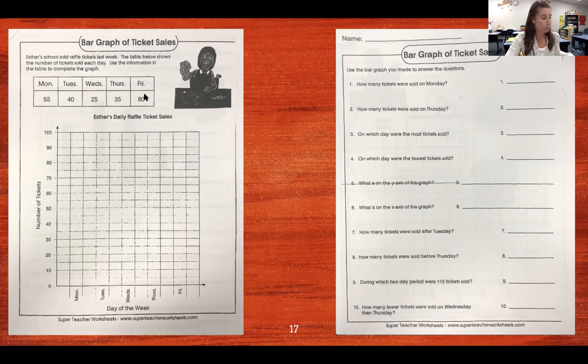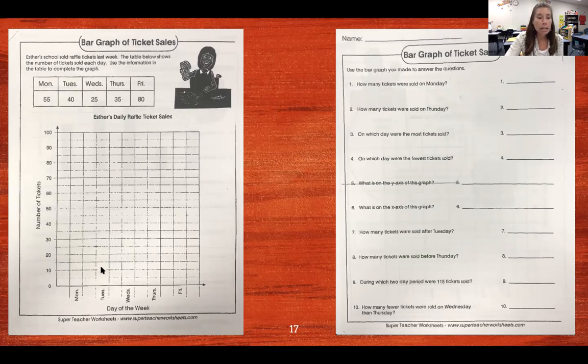Okay, so now you are going to take your handy dandy ruler and your pencil, and you're going to finish this graph. Now, they did a lot for you already. They have the title of the graph, which is Esther's Daily Raffle Ticket Sales. They already put the scale on there for you. Looks like it goes up by tens. So we have 0, 10, 20, 30, 40, 50, 60, 70, 80, 90, 100 at the top. The label over here is the number of tickets. Then the label down here is the days of the week, and we have Monday through Friday.